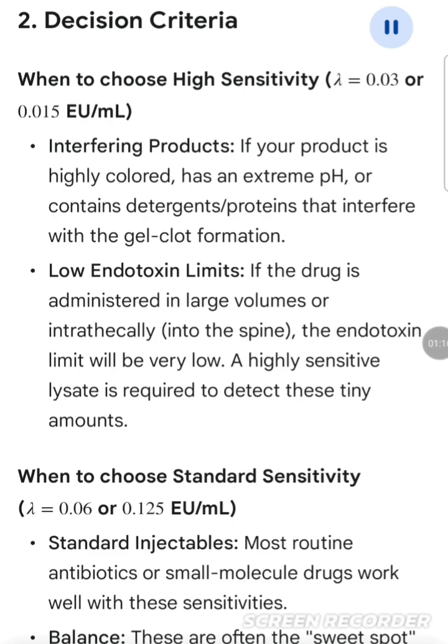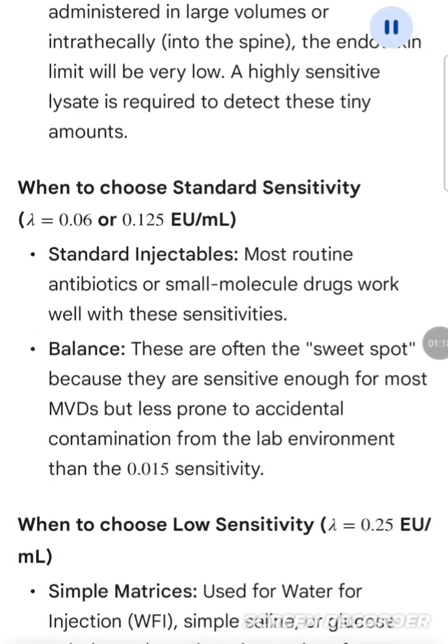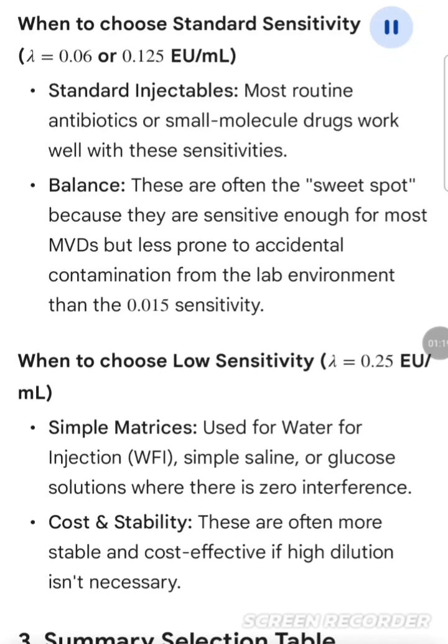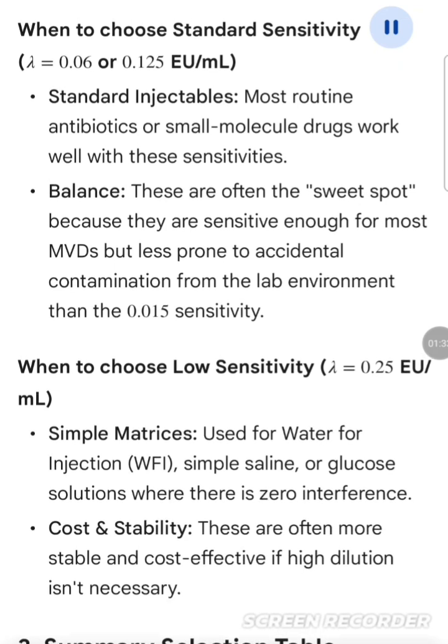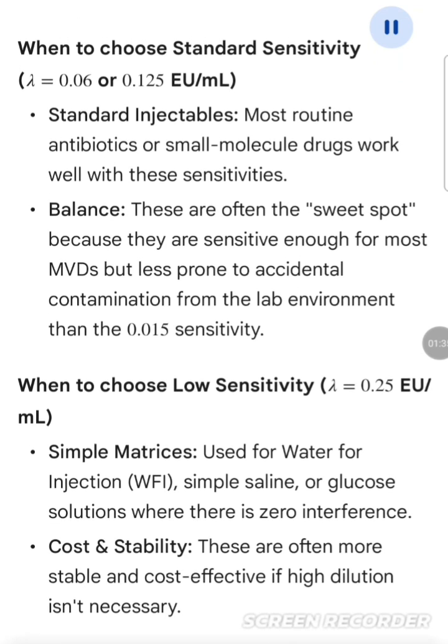When to choose standard sensitivity, lambda equals 0.06 or 0.125 EU per milliliter. Standard injectables: most routine antibiotics or small molecule drugs work well with these sensitivities. Balance: these are often the sweet spot because they are sensitive enough for most MVDs, but less prone to accidental contamination from the lab environment than the 0.015 sensitivity.